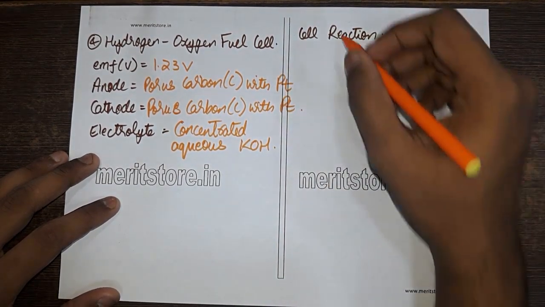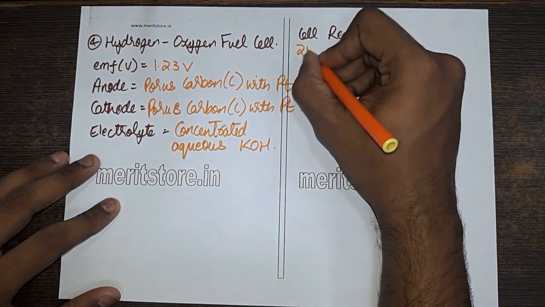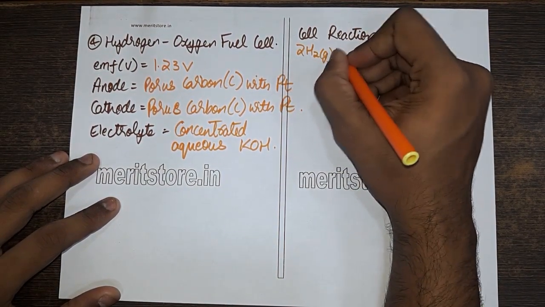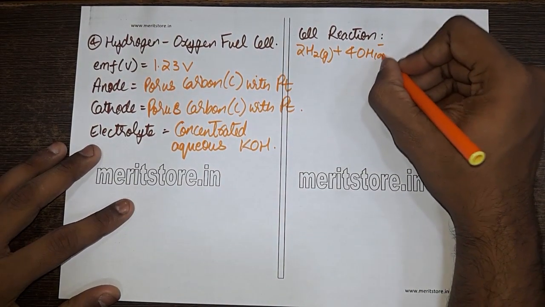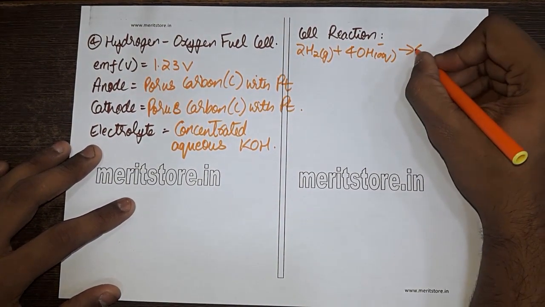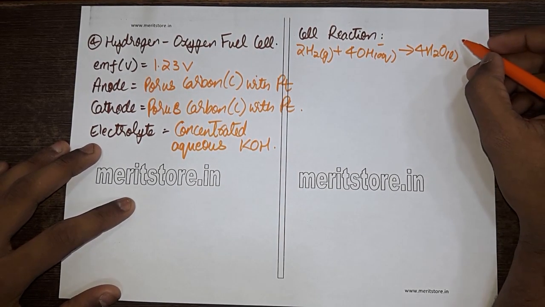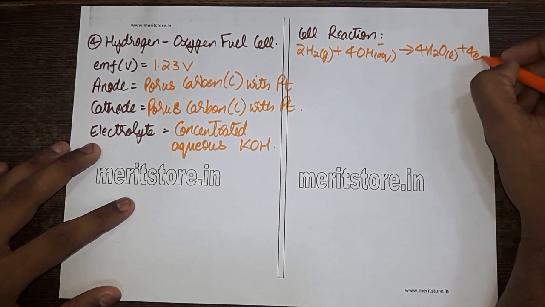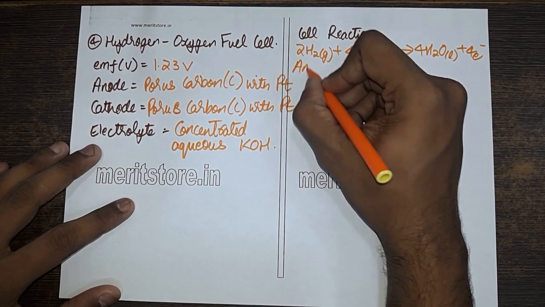KOH. The cell reaction that happens in this cell can be represented by 2H2 in the gaseous state plus 4OH minus in the aqueous state, giving us 4H2O in the liquid state plus 4 electrons. This was the anode.